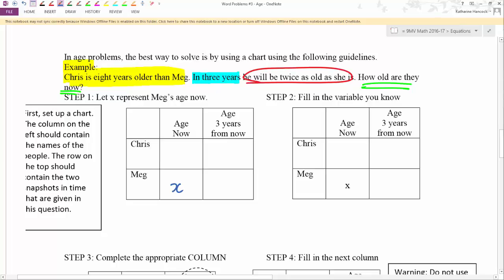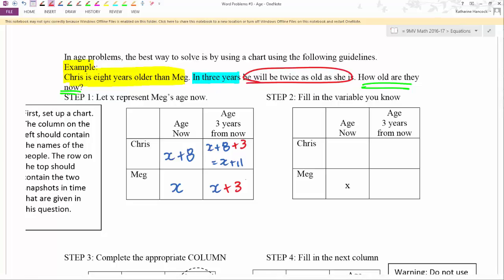The yellow highlighting says Chris is 8 years older than Meg. So right now, that means that Chris is X plus 8. And then it asks us in the table, how old are they 3 years from now? So 3 years from now, Chris is going to be X plus 8 plus 3, because it's 3 years from now. So that's going to be X plus 11. And Meg is just going to be X plus 3. Because if Meg was like 10 now, she'd be 13 in 3 years.